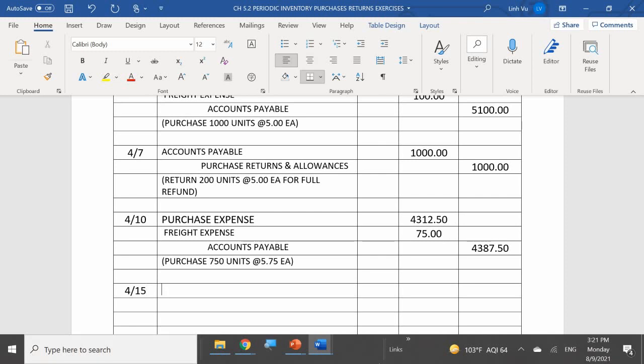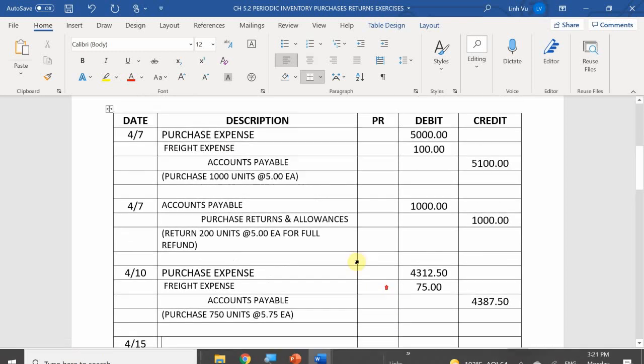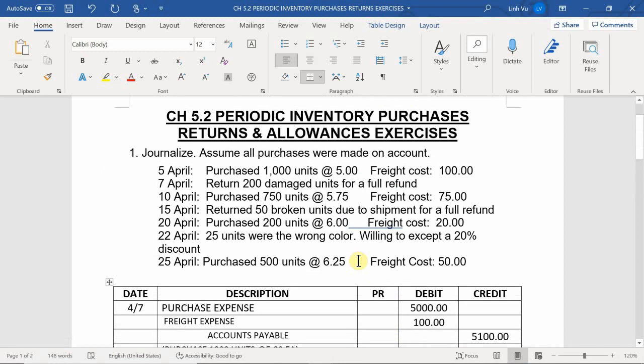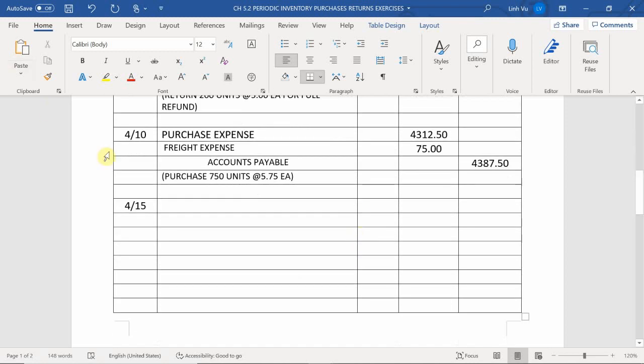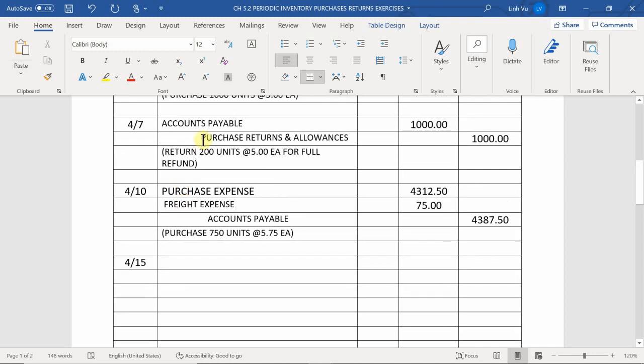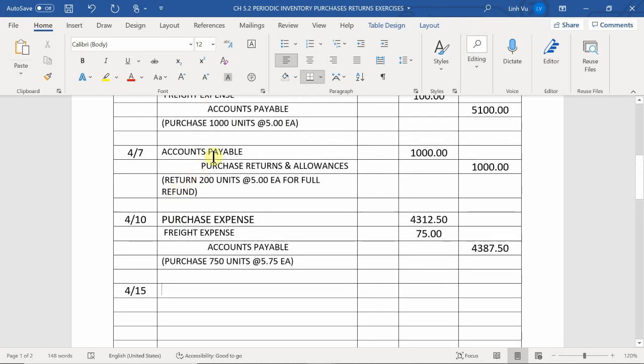What do I do with those 50 broken mugs? Accounts payable. $287.50. Okay, how did you figure that number out? There were 50, times $5.75. Good.